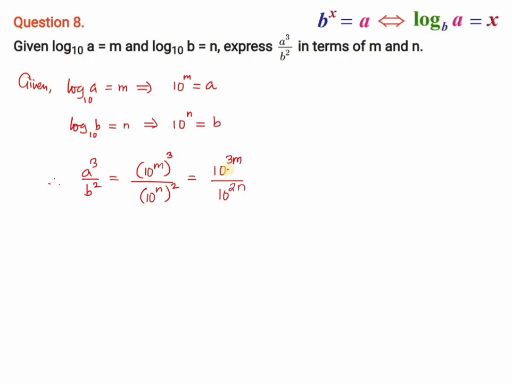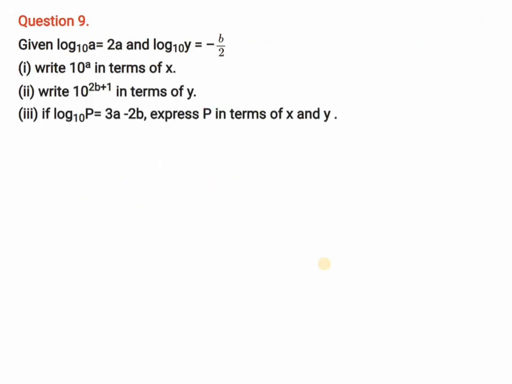Now we will apply the formula a to the power m by a to the power n is equal to a to the power m minus n, that is 3m minus 2n. So this will be your answer. Pause the video and note down the solution. Let's look at this question now. So here also we will be applying the same concept. So whatever is given, let me quickly write down and let me change it into the logarithmic form.